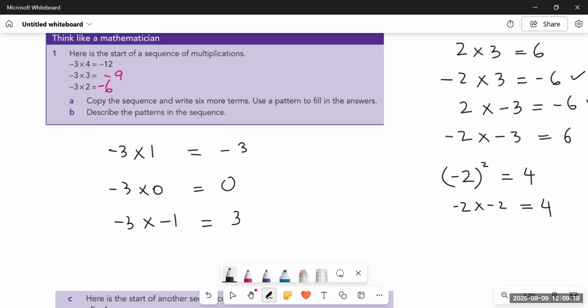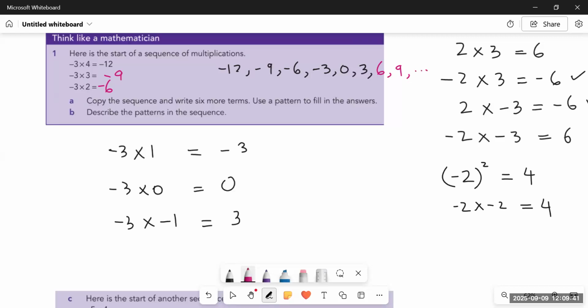So what is the pattern in the sequence? Now let us write down the answers over here, so you will understand what pattern we are having. Minus 12, minus 9, minus 6, minus 3, 0, 3. And if it goes on, without even solving, I can tell you that the next number would be 6, then 9, then 12, and so on.